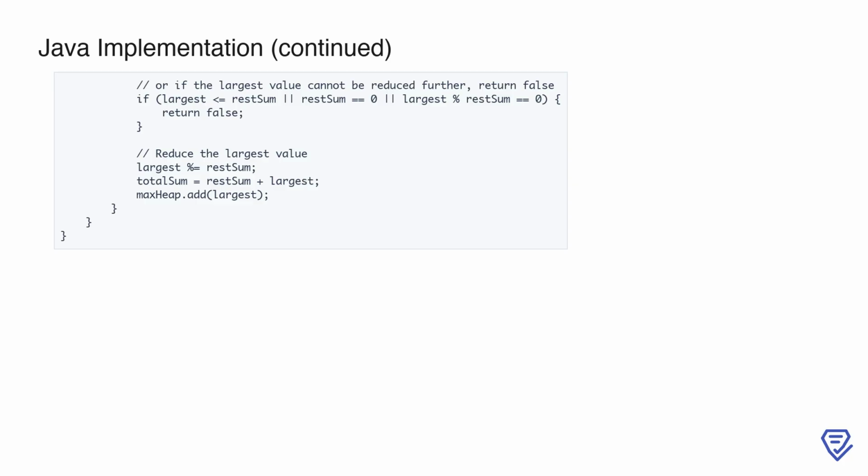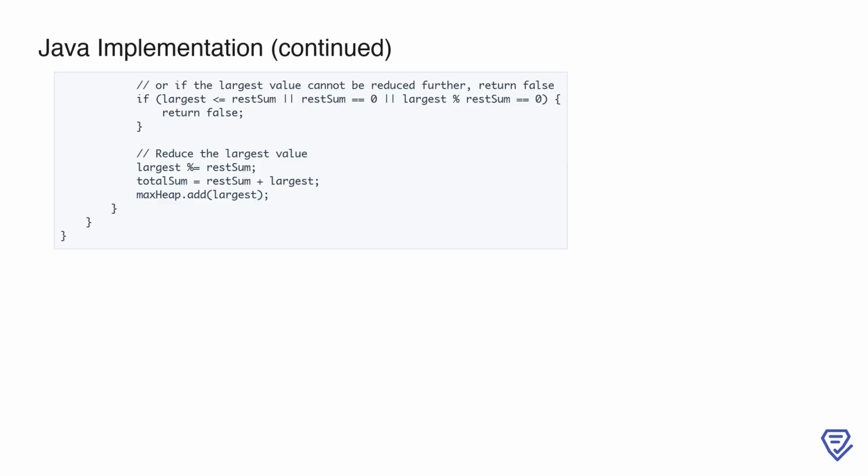If the largest value becomes 1, or if the sum of the remaining elements equals 1, we return true because it is possible to reduce the array to the target using the given rules. However, if the largest value is less than or equal to the sum of the remaining elements, or if the sum of the remaining elements is 0, or if the largest value is not reducible further, indicated by largest % rest sum equals 0, we return false, as the configuration becomes invalid.